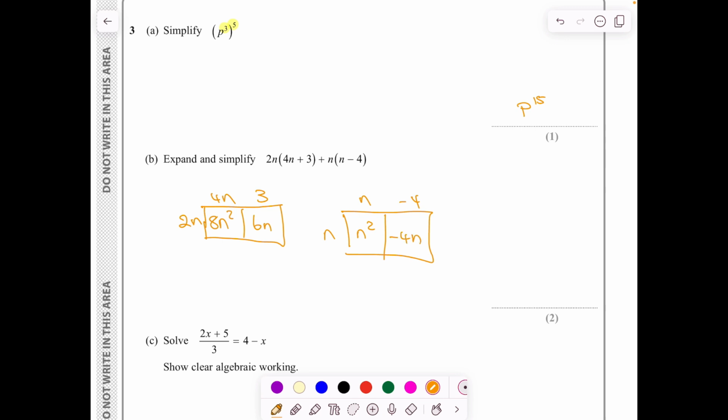So then we need to simplify this so we can put together 8n squared and 1n squared, which gives me 9n squared, and I can also then do 6n take away 4n, which gives me positive 2n, and that's it. Yeah, so that's that one.